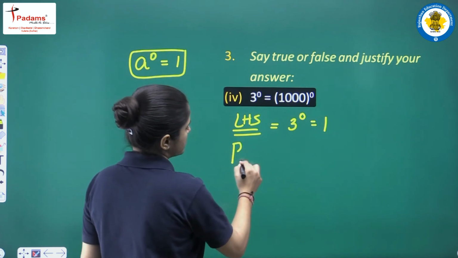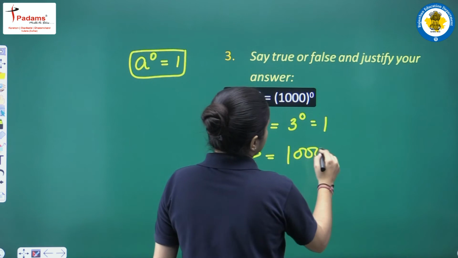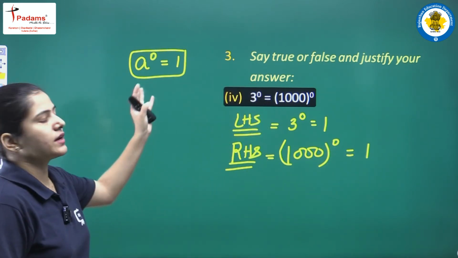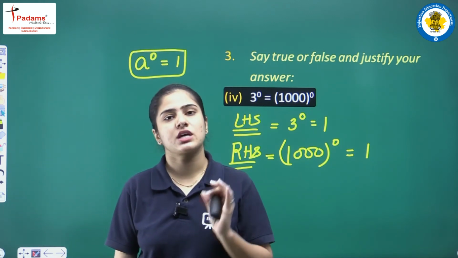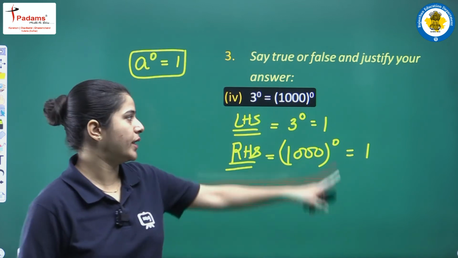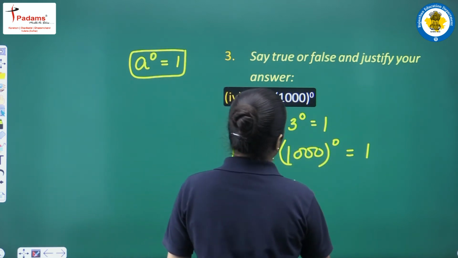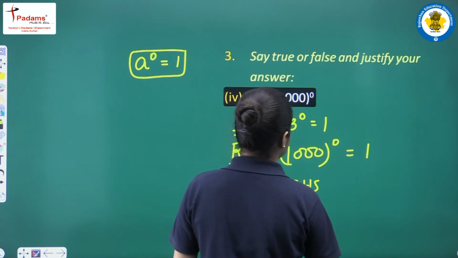What is your right hand side students? Right hand side is 1000 raised to power 0. This is also 1 students, क्योंकि कितना भी कोई a की कोई भी वैल्यू है, अगर उसकी पावर 0 है, अगर उसका एक्सपोनेंट 0 है तो उसका वैल्यू क्या आता है? हमेशा 1 आता है, ऑलवेज 1. So it means that your left hand side is equal to your right hand side. So this is true. ये जो स्टेटमेंट आ रही है this is true.